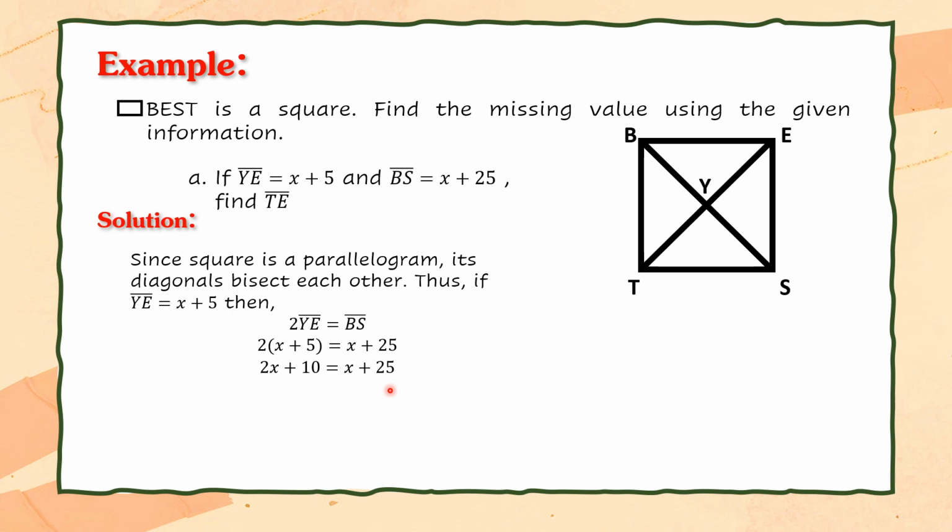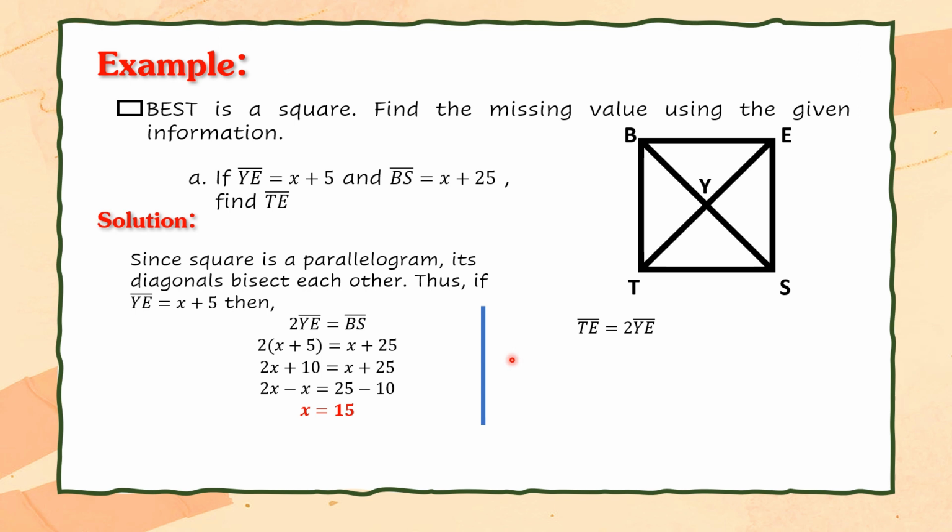Now, let us transpose x from the right side to the left side of the equation and positive 10 from the left side to the right side. Always remember that in transposing, you need to change the sign. Since they are both positive, once transposed they will change their sign. So we will have 2x minus x is equal to 25 minus 10. Solving the left side, 2x minus x is x, and the right side, 25 minus 10 is 15. Therefore, the value of x is equal to 15.